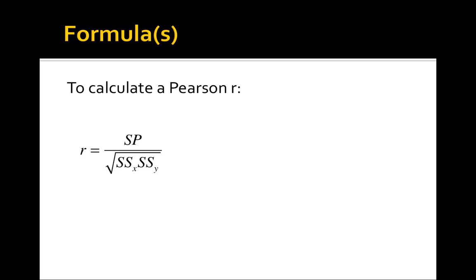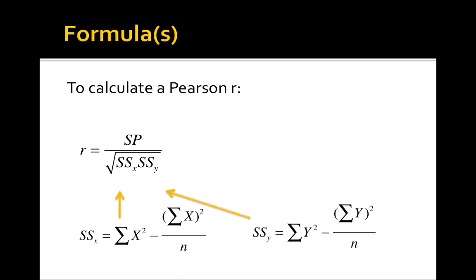SP is a new term and denotes the sum of products. We'll be learning more about that in just a few minutes, but it is essentially when you take the product of each X and Y point and you sum all of those, and use basically a formula like the sum of squares, we get the sum of products. Again, we will step through this carefully.